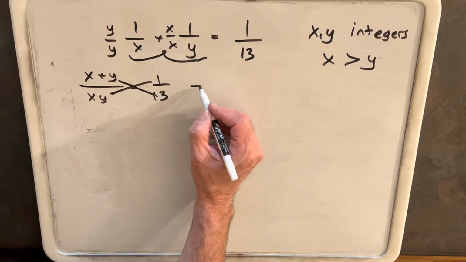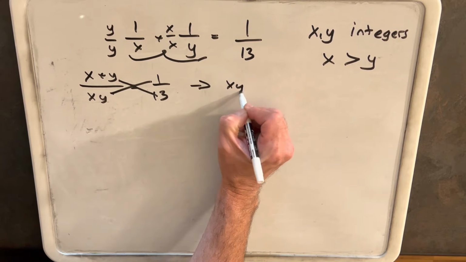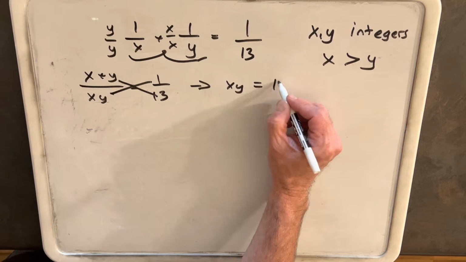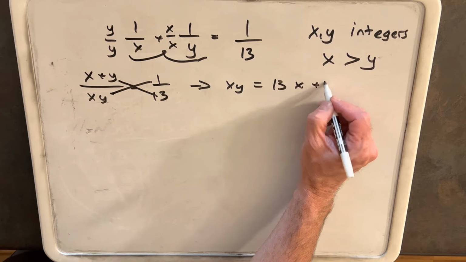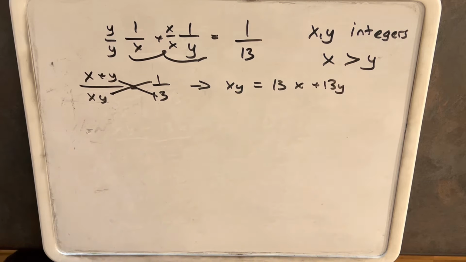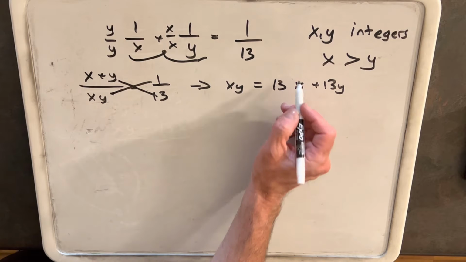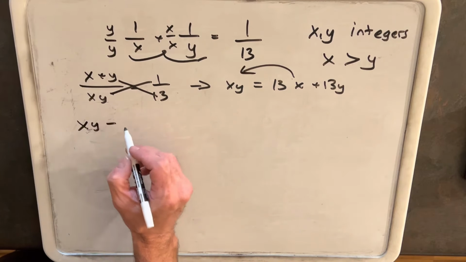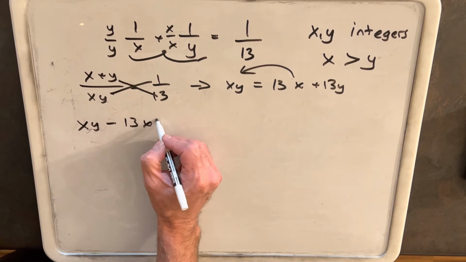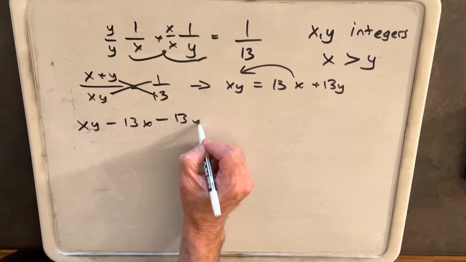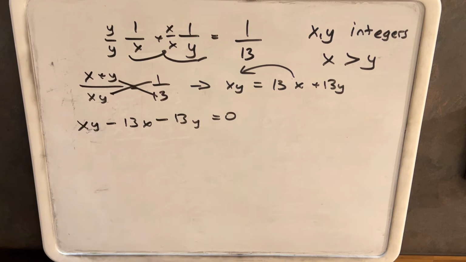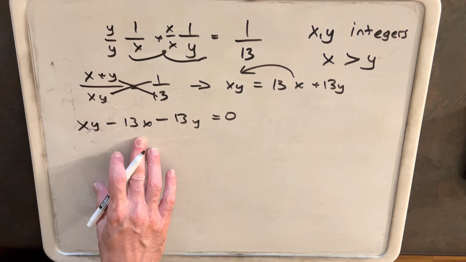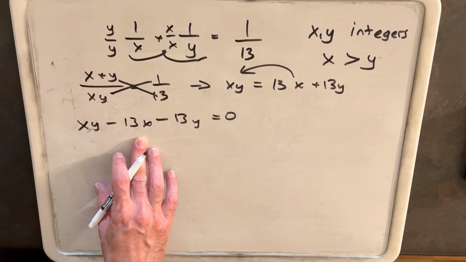And we're going to have xy equals 13x plus 13y. Just want to get everything on one side of the equation, so we'll bring everything over here. And we're going to have xy minus 13x minus 13y equals 0. From here, what we can do is factor by grouping.